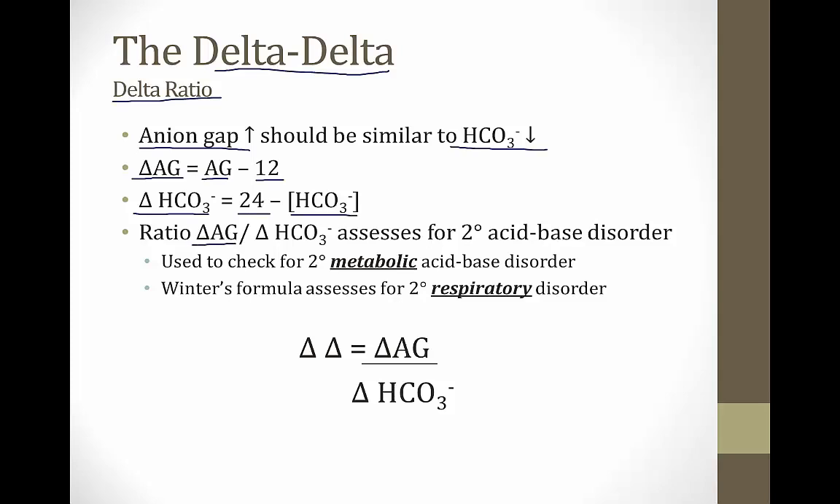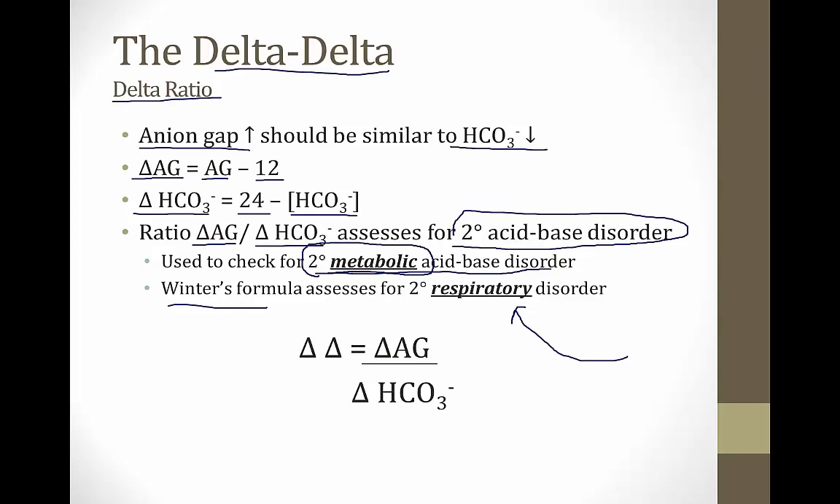The ratio of the change in anion gap to the change in bicarbonate helps you assess for a secondary acid-base disorder. This is used to check for a concomitant metabolic acid-base disorder. Remember, Winner's formula, which we just talked about, tells you if there's a concomitant or secondary respiratory disorder. The delta-delta ratio is going to tell you if there is a concomitant or secondary metabolic disorder. So for example, in an increased anion gap metabolic acidosis, you can have a concomitant metabolic alkalosis. The only way you're going to uncover that is by determining the delta-delta ratio using the formula down here.